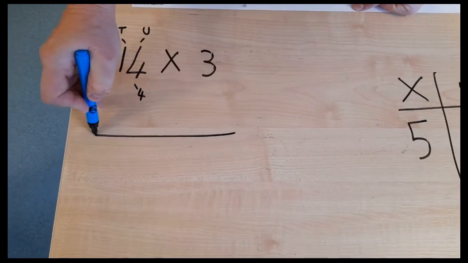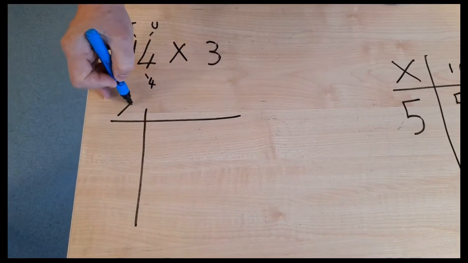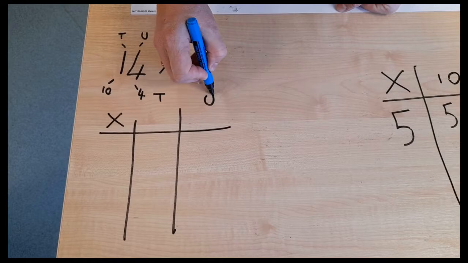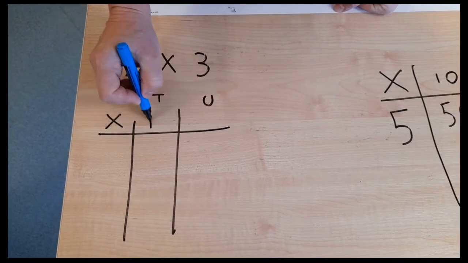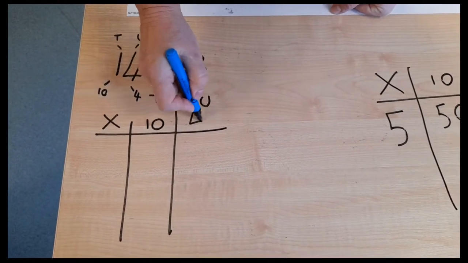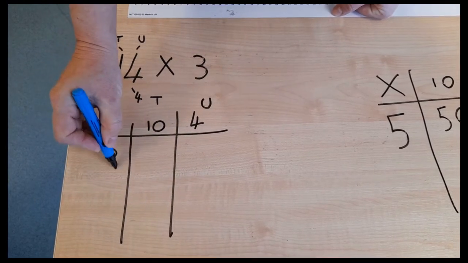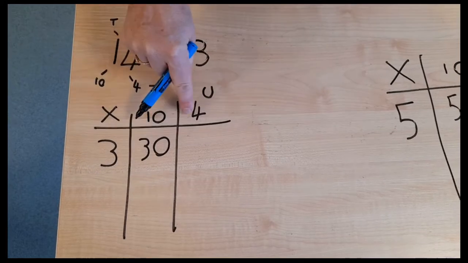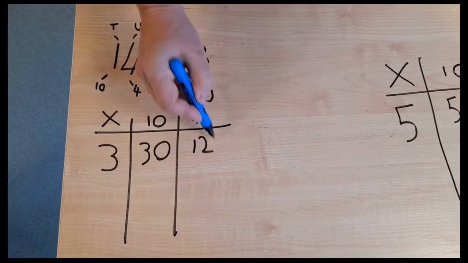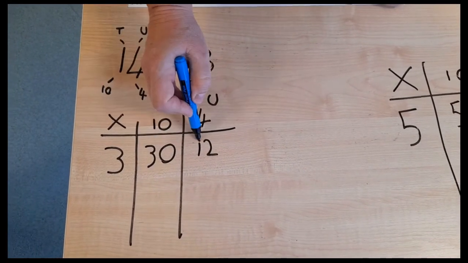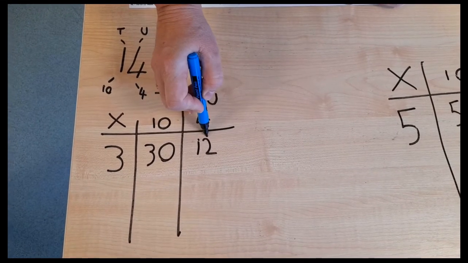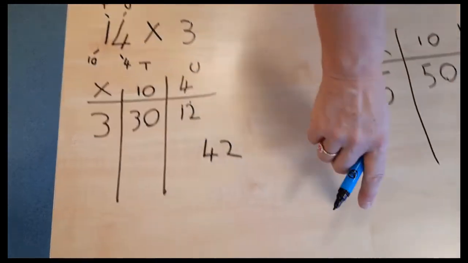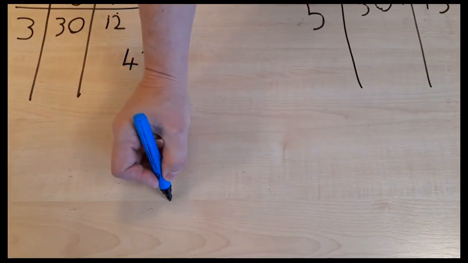Do my multiplication grid. It's a multiplication I'm doing. Do my tens, and actually I'm even going to put a 10, a unit there to help remind me that this is my 10 and this is my 4. Timesing it by 3. 3 times 10 is 30. 3 times 4 is 12. Now I can add them together. 30, add that 10 is 40, then the 2, 42.